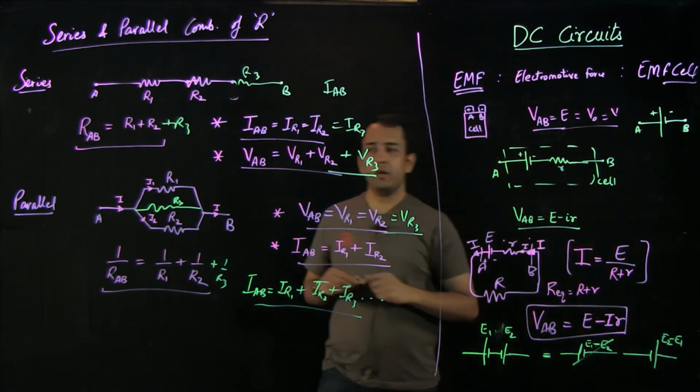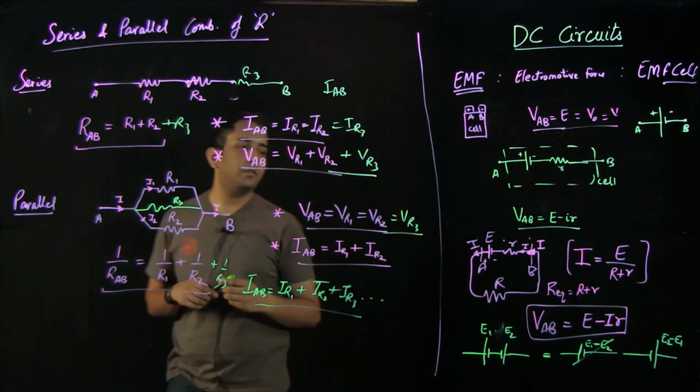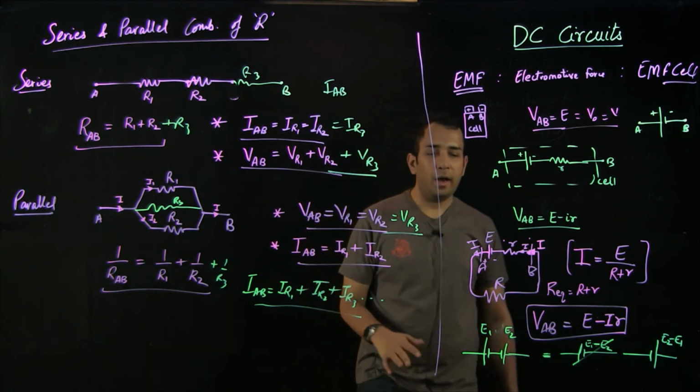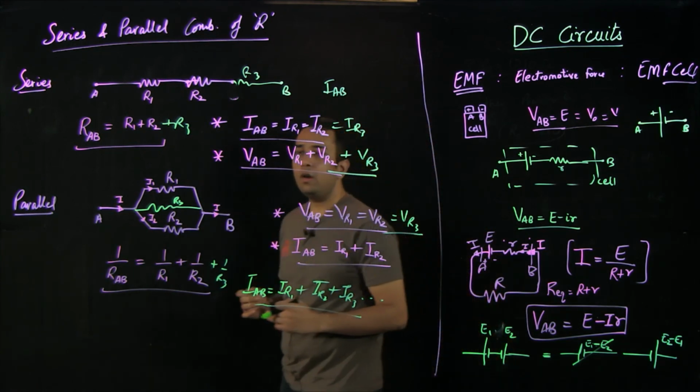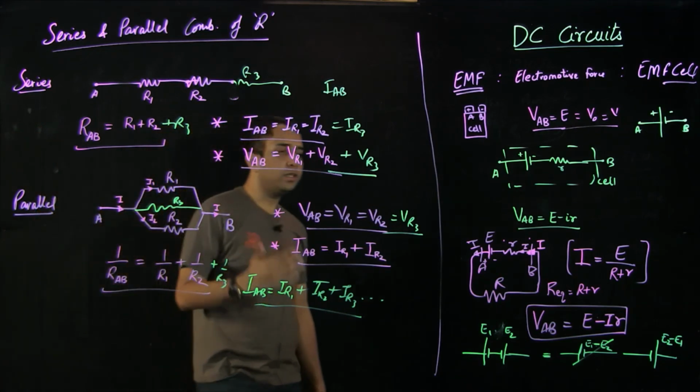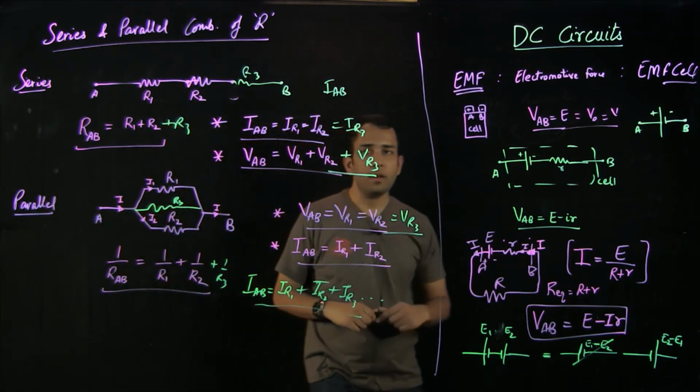Similarly, I think in your NCERT there are certain formulas given for the different combinations of EMF cells, and those are really useful, similar to the series and parallel combinations of resistors, and I would suggest that you go through those. Thank you.